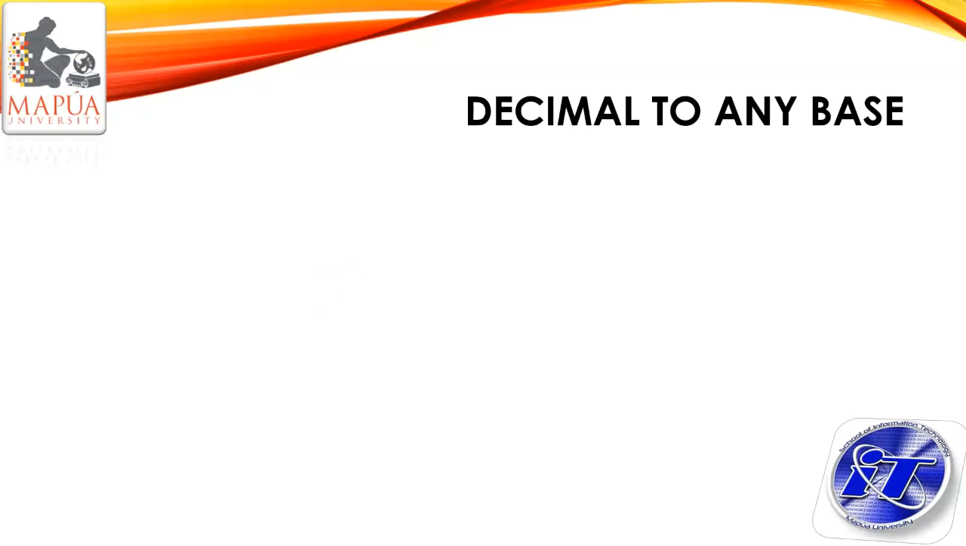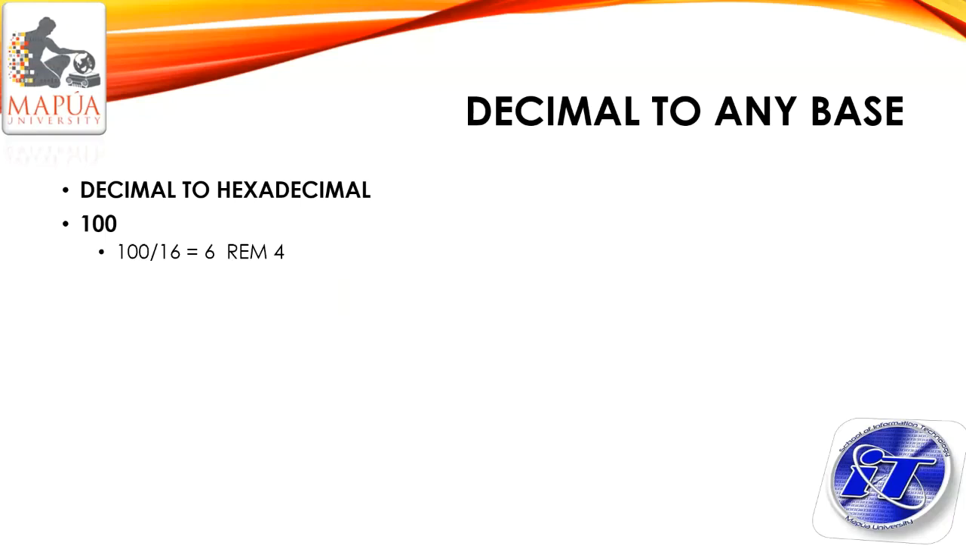Okay. So now let's proceed with decimal to hexadecimal. So 100. So divide by 16 continuously. So 100 divided by 16, 6 remainder 4, 6 divided by 16, 0 remainder 6. Arrange from bottom to top since our quotient is equivalent to 0. So we stop the division. So now we are ready to arrange our remainder. So from bottom to top, 64 will be our answer.